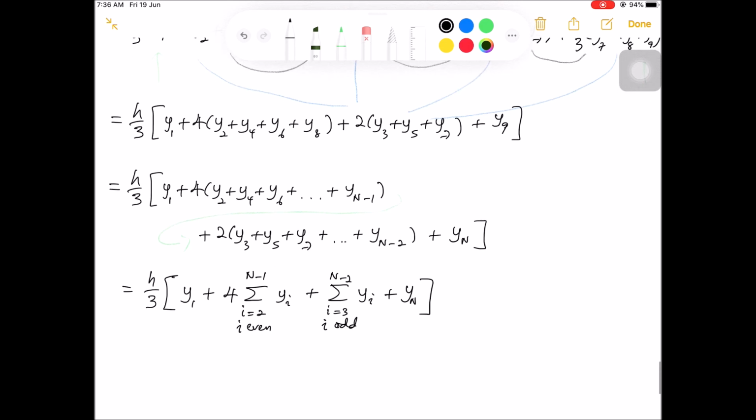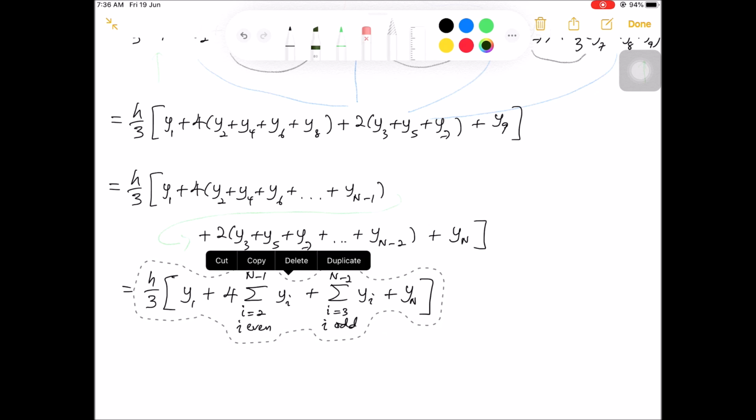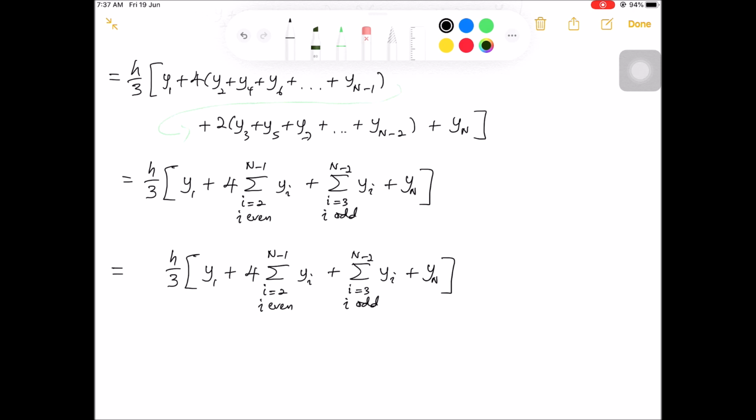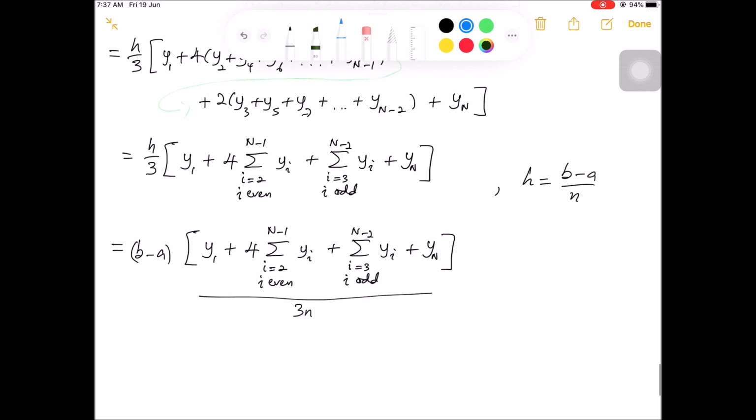And also by substituting h equals to b minus a divided by n, we can show that these terms equal to b minus a times this expression divided by 3n. And similarly, like we did in the trapezoidal rule, this can be interpreted as the width of the area times the average height.